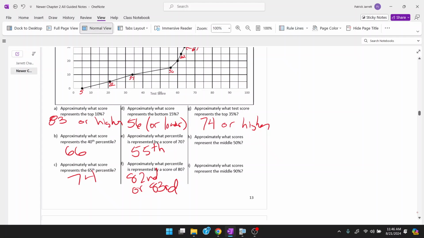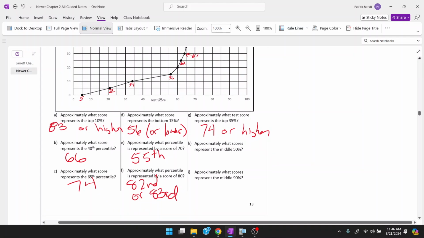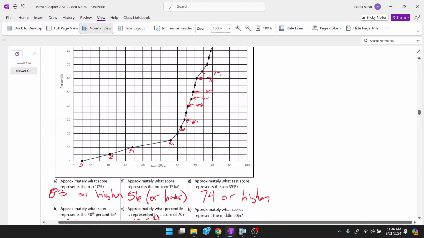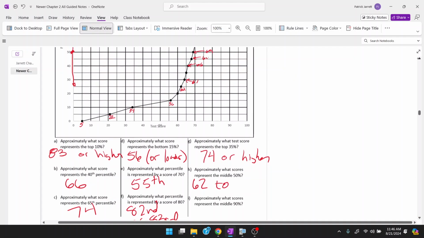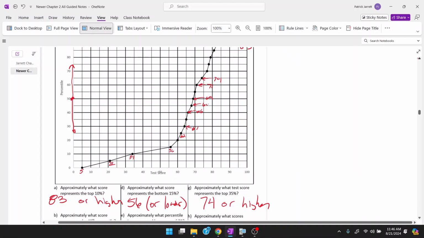Now, middle 50%. What's half of 50? 25. So if I want middle 50%, I can go 25 below and 25 above. So the 25th percentile looks to be about 62, and the 75th percentile looks to be about, I would call that 78.